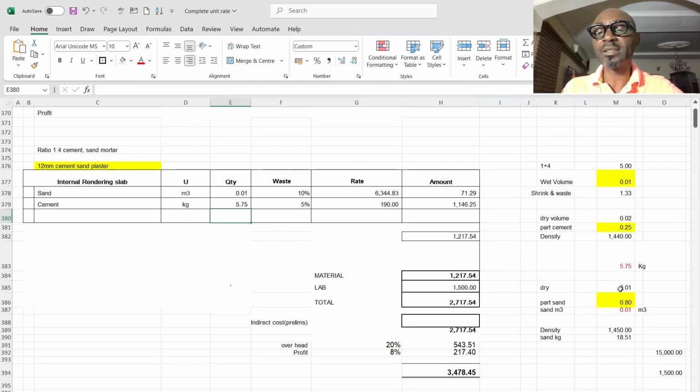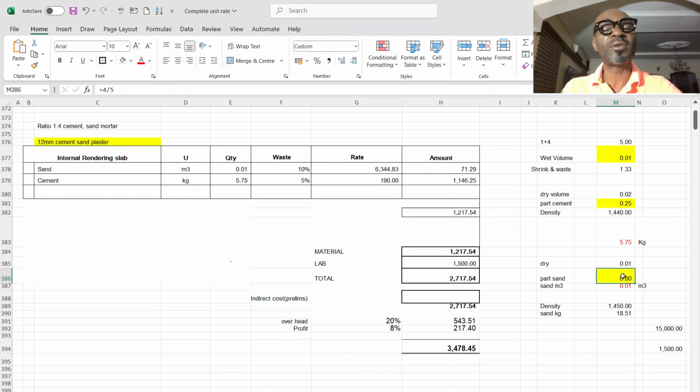Then for the sand, this is the dry volume of sand, which already has been calculated above. Then the part for the sand, which is 4/5, gives you 80%.